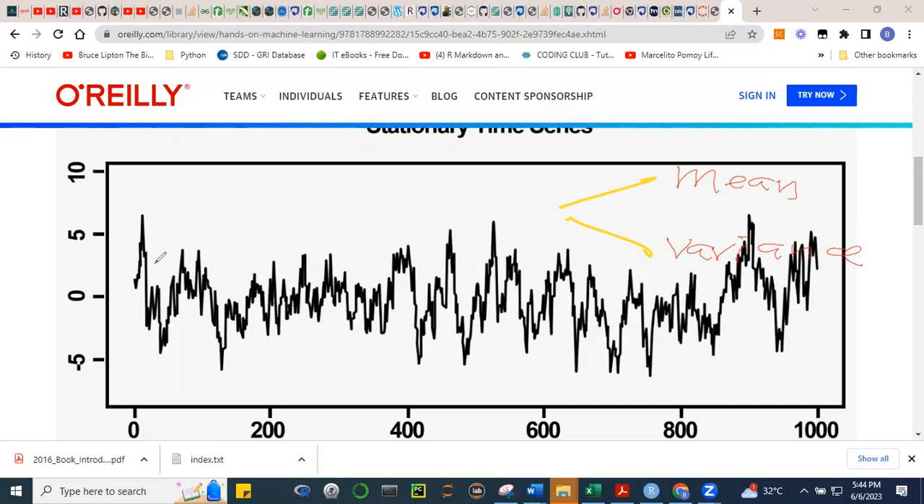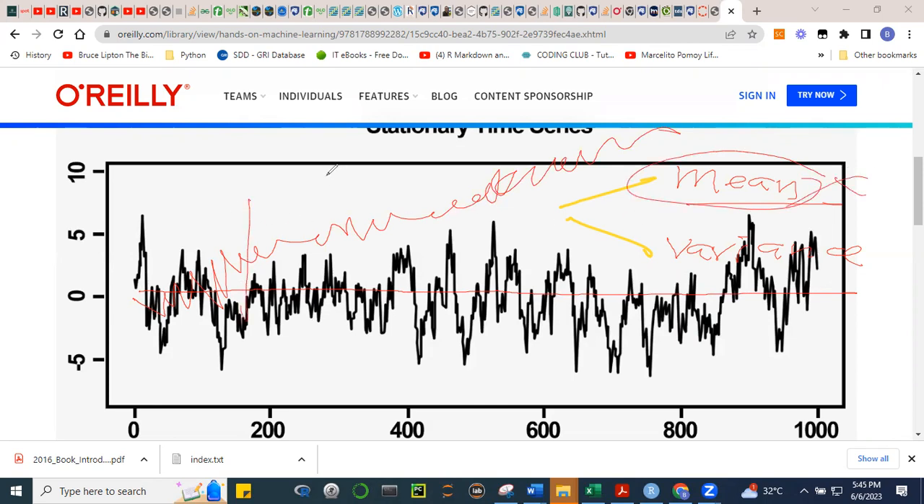Okay? So take a look at this data set. It's stationary in mean, ibig sabihin nun, wala siyang trend, hindi siya umaakyat. If you take a look at the average, across time, pareho yung average, hindi nagbabago. If this was going up, tumataas, then hindi siya stationary in mean.